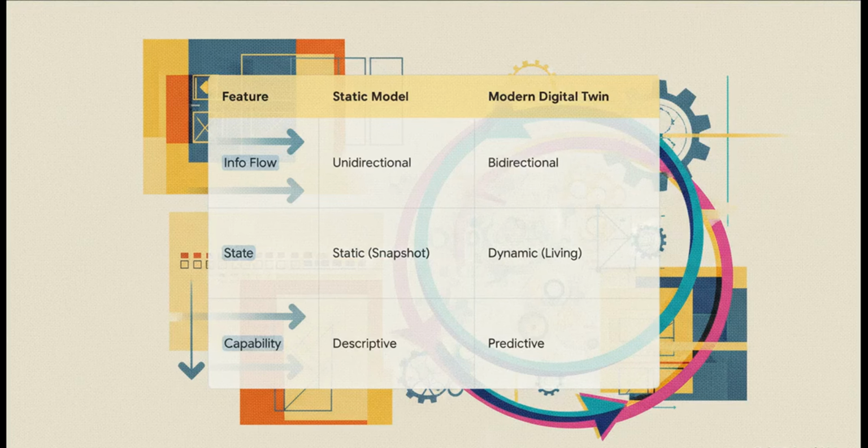And this slide really highlights the fundamental leap. The old static models were a one-way street, just a description sent out into the world, and that was it. But look at the modern twin. The information flow is bi-directional. It's a constant two-way conversation. It's not a static photo anymore. It's a living, breathing model that evolves from just describing what happened to actively predicting what's going to happen.